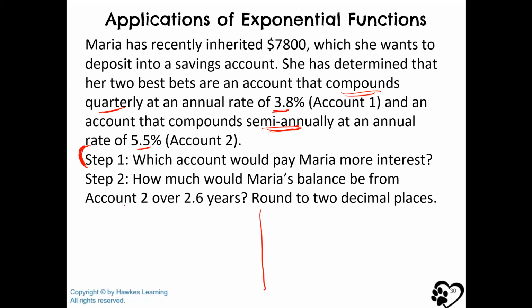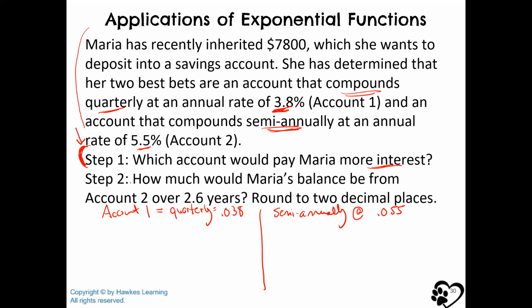All right, so let's do account 1, which is quarterly at 0.038. The second one is semi-annually at 0.055. Now, the first question, and this is what you'll see on Hawks, says which account would pay her more interest? It doesn't give us a time on step 1, so we're just going to assume after 1 year.